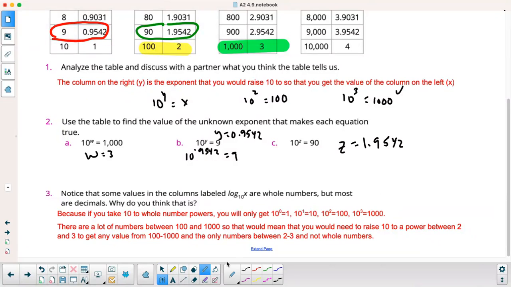So, if I have 10 to what power equals 600. Well, if this number is not 100 or 1,000, then obviously that's between those two values. Your exponent's going to have to be between 2 and 3 as well, okay? So that's why you'd have to get a decimal, because the only numbers between 2 and 3 are not whole numbers: decimals, fractions, irrationals, things like that.